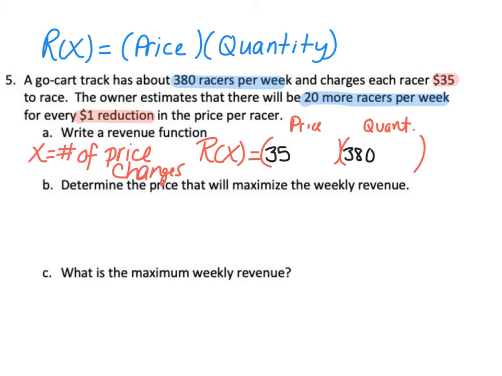But then they figure out if they adjust it. How do they adjust it? Well, they're dropping the price, $1 reduction. So minus 1, but they don't just drop it one time. How many times do they drop it? We don't know. So 1 times X.